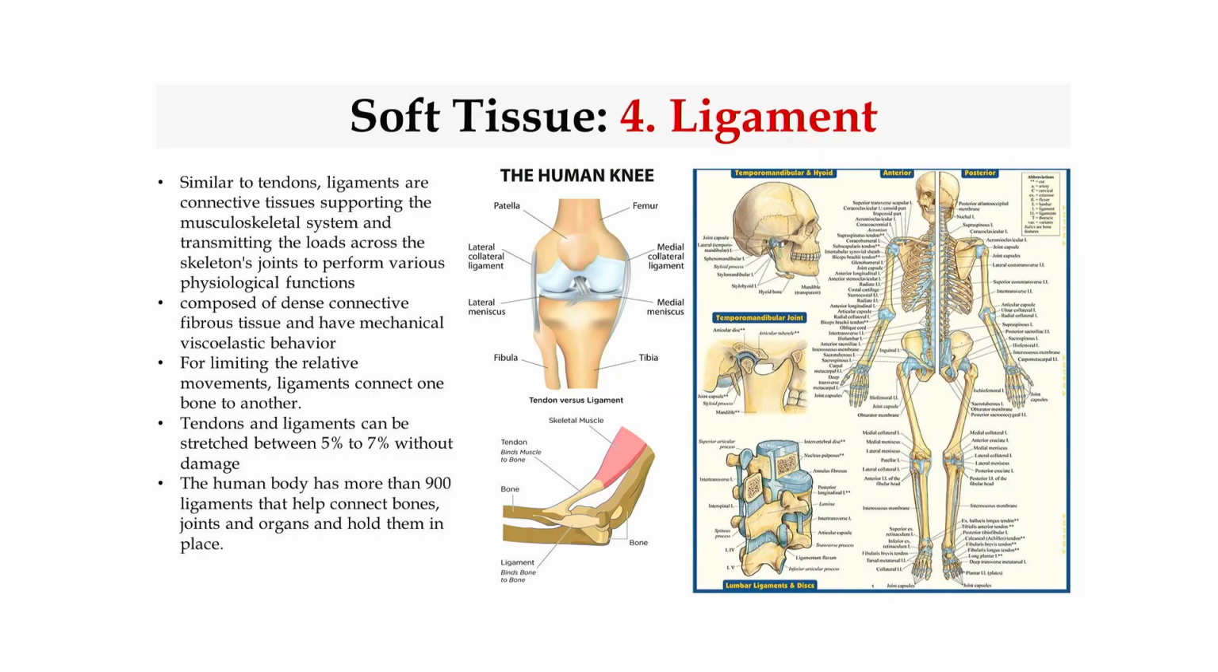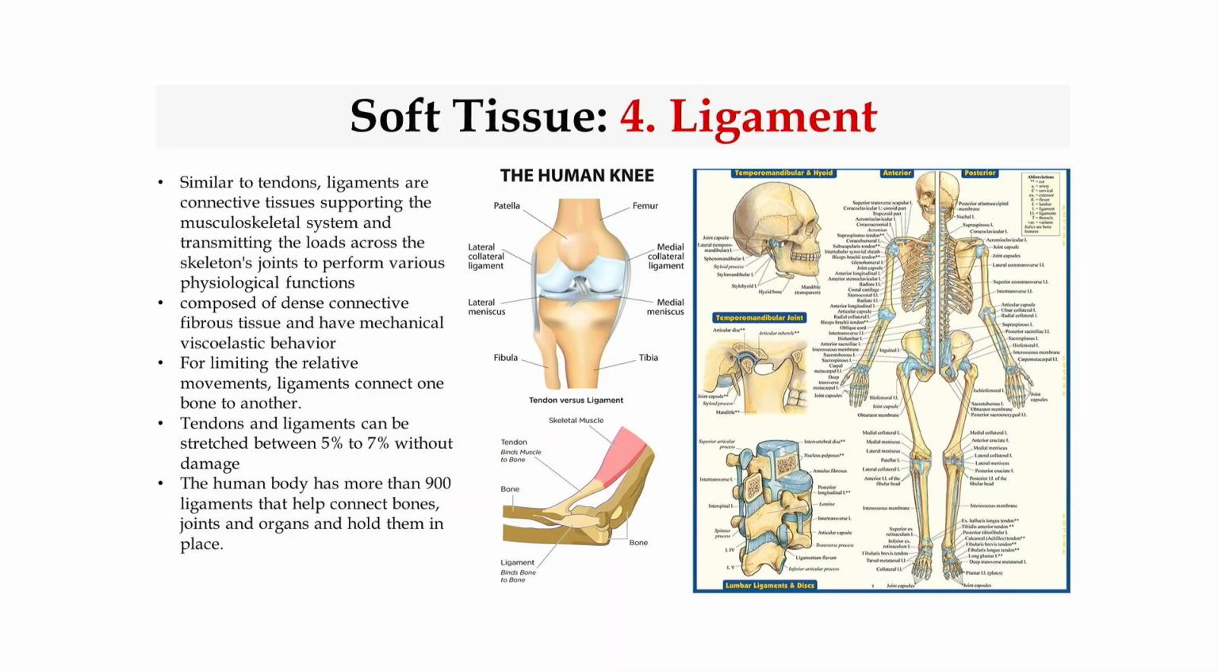There is another ligament which holds the knee together, which is the medial collateral ligament, and then you have the medial meniscus and lateral meniscus. Meniscus is a much softer soft tissue which is in between, kind of like a coating or a jelly, right? So ligaments are composed of dense connective fibrous tissues and have mechanical viscoelastic properties. For limiting the relative movements, ligaments connect one bone to another. So this is one of the primary objectives of the ligaments.